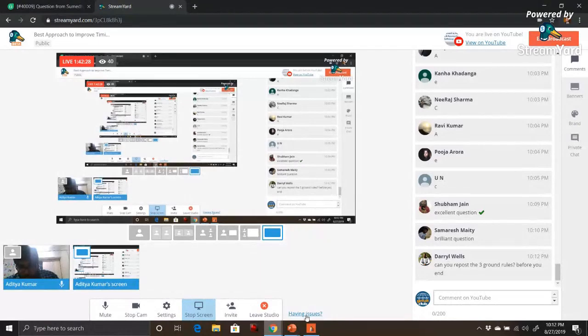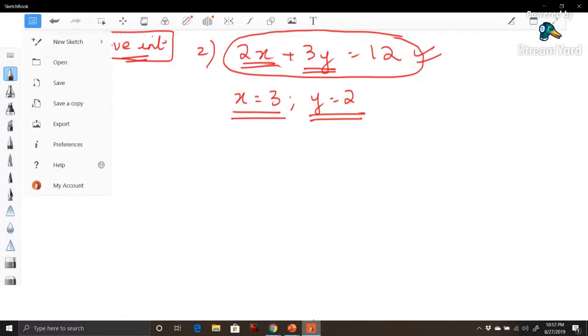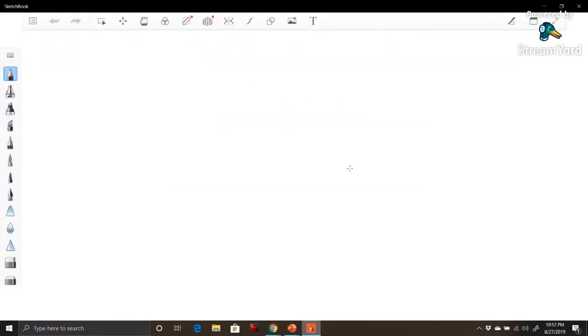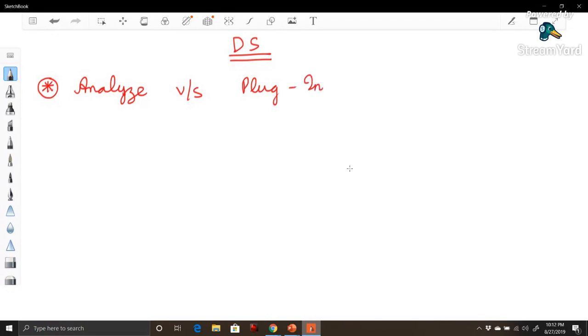So I can repost the 3 ground rules. Let me write it down then. Right, I'm just going to put DS here. First, when you work with a data sufficiency question, ask yourself whether you're going to analyze or plug in. When do you choose to analyze? When constraints are given. When are you going to plug in values? When constraints are not given.